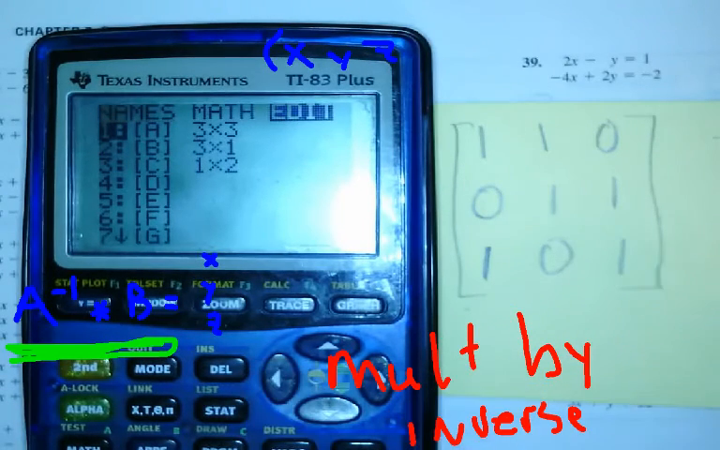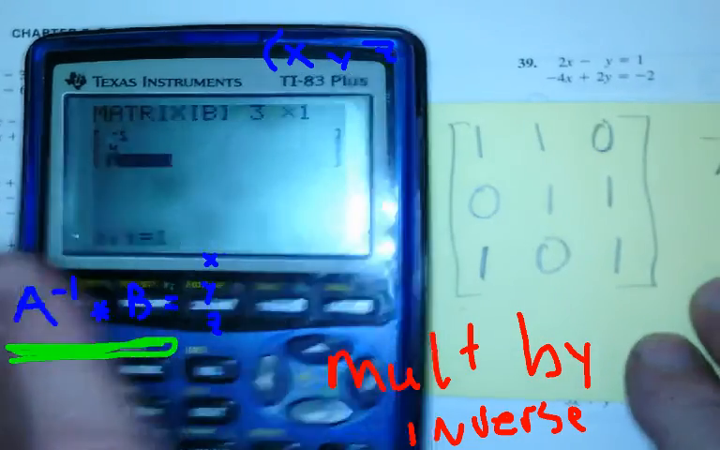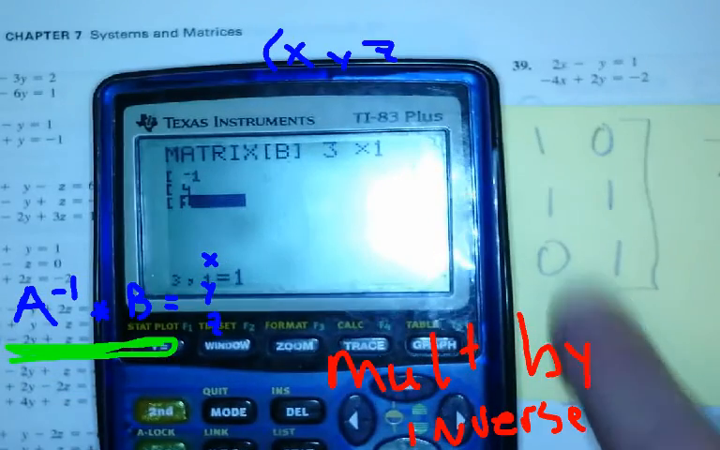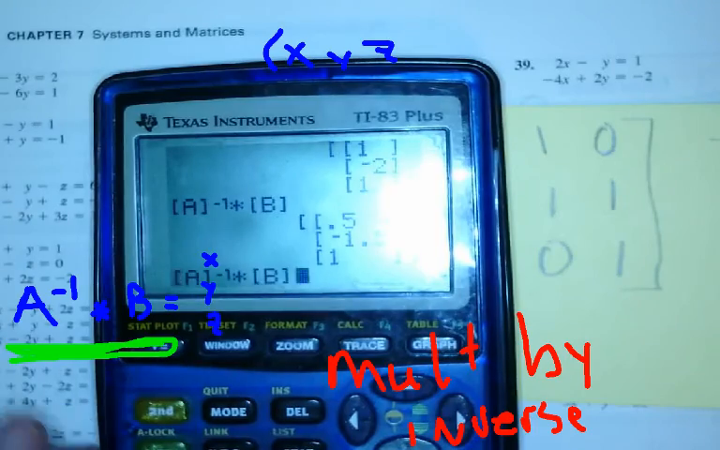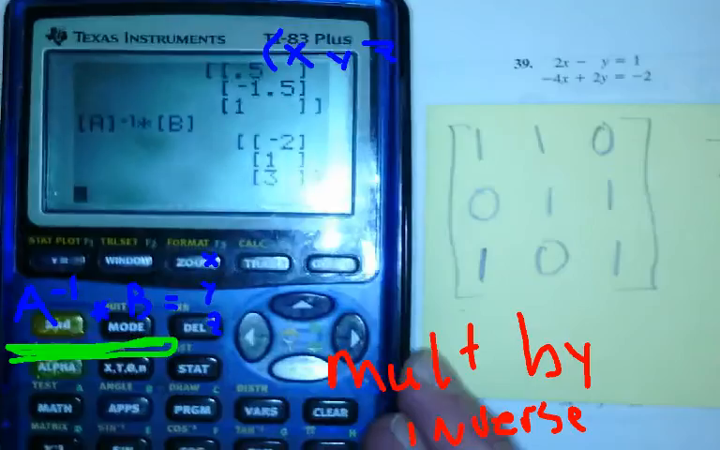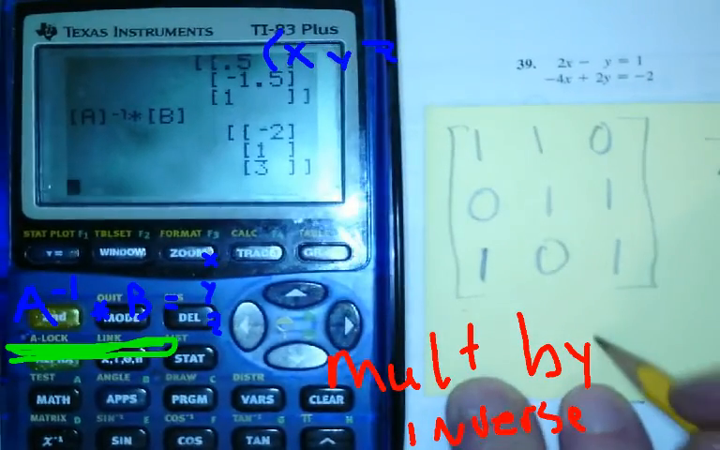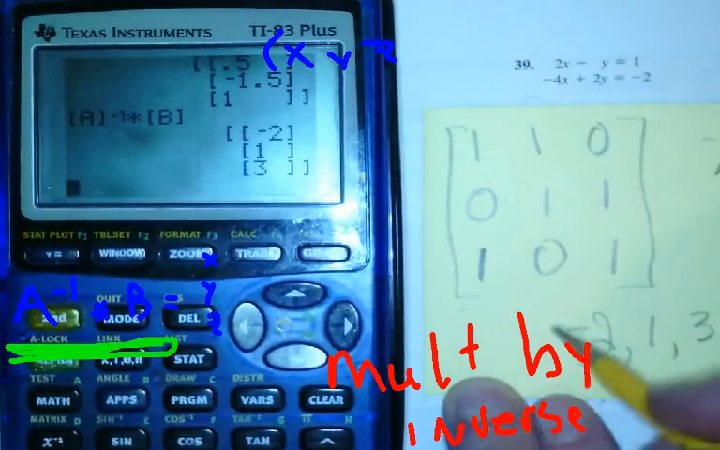Edit matrix B. So number 2. It's a 3 by 1 matrix. -1, 4, and 1. Ta-da! We got it. And now we do matrix A inverse times matrix B. Boom! Look at that. It's -2, 1, and 3. So the answer to the problem is -2, 1, 3.